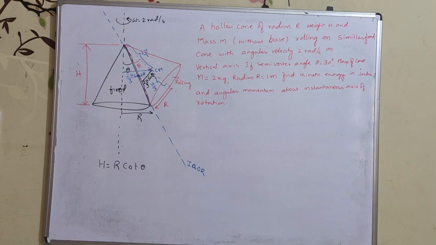If the semi-vertex angle theta is equal to 30 degrees, the mass of the cone is 2 kilograms and the radius is 1 meter, find the kinetic energy of the rolling cone in joules and the angular momentum about its instantaneous axis of rotation. So, to solve this problem, first we need to understand the cone.